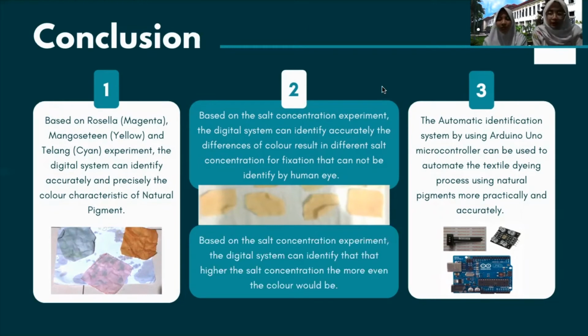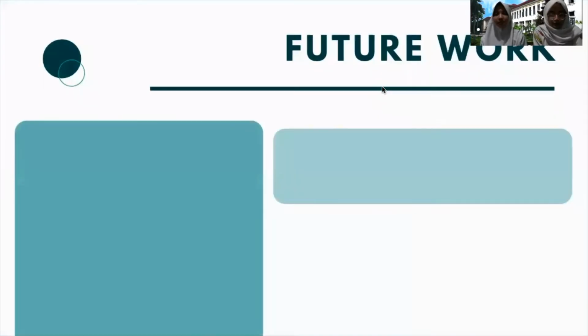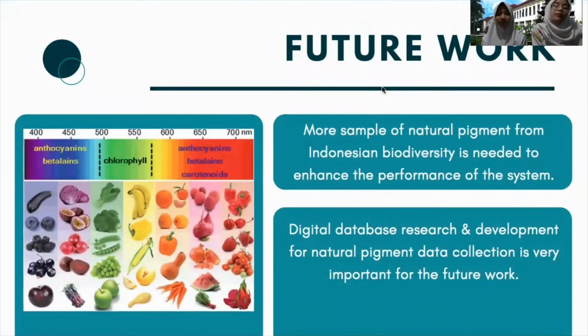The automatic identification system by using Arduino Uno Microcontroller can be used to automate the textile dyeing process using natural pigments more practically and accurately. So our future work is more sample of natural pigment from Indonesian biodiversity is needed to enhance the performance of the system. Digital database research and development for natural pigment data collection is very important for the future work.